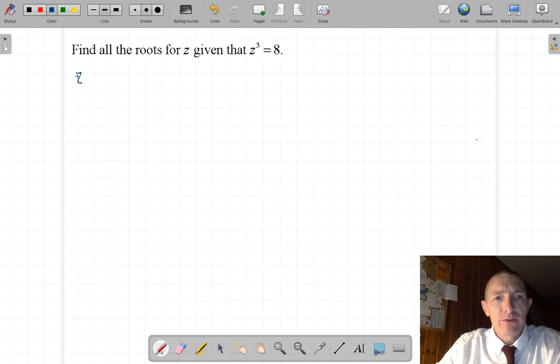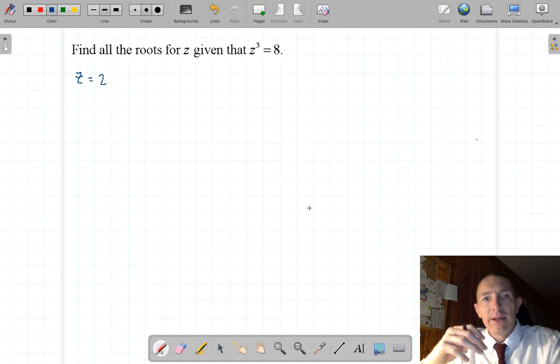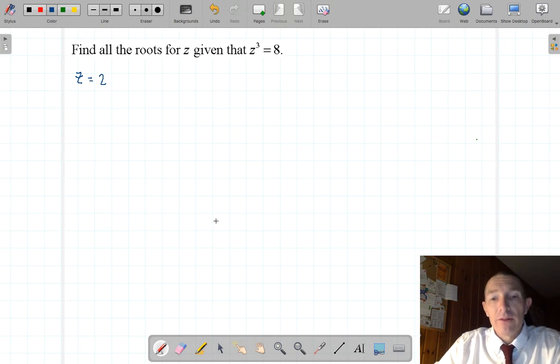If we cube root both sides, we get 2. But that's only one of the roots. The other 2 roots are going to be complex numbers. And as they always come in pairs, they're going to be conjugates of each other.